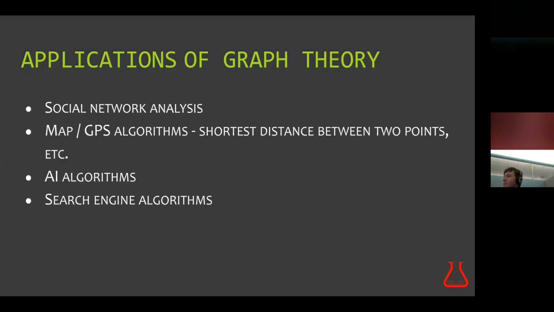Some of the common applications are social network analysis, so traditional examples like Facebook or LinkedIn data, identifying what the communities are and how communities interact with each other. Maps and GPS are another classical example, where it's basically a shortest distance calculation in a graph with weighted edges. AI algorithms and search engine algorithms, and also machine reasoning, being able to make deductions that are not in the data based on other rules that are in the data already. Next slide.